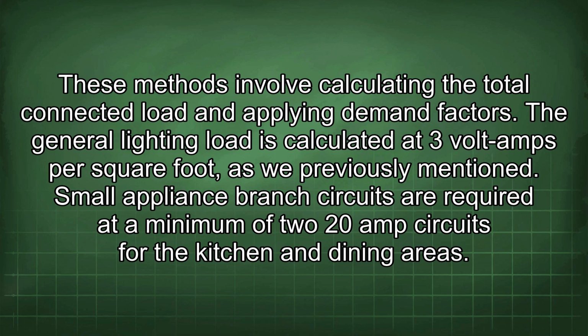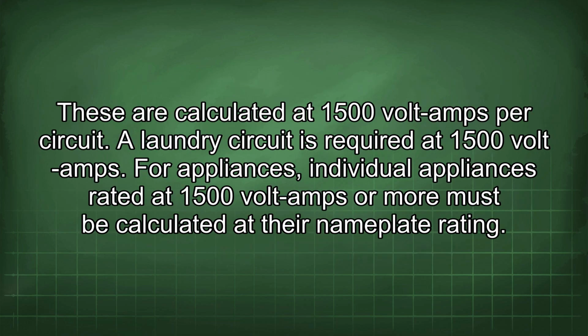The general lighting load is calculated at 3 volt amps per square foot, as we previously mentioned. Small appliance branch circuits are required at a minimum of two 20 amp circuits for the kitchen and dining areas. These are calculated at 1500 volt amps per circuit. A laundry circuit is required at 1500 volt amps. For appliances, individual appliances rated at 1500 volt amps or more must be calculated at the nameplate rating.